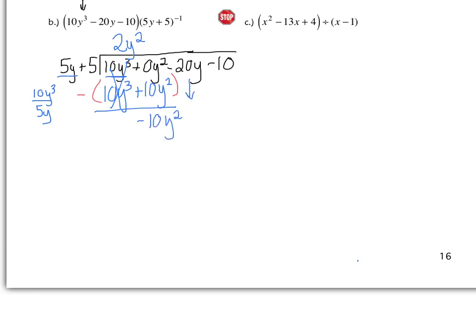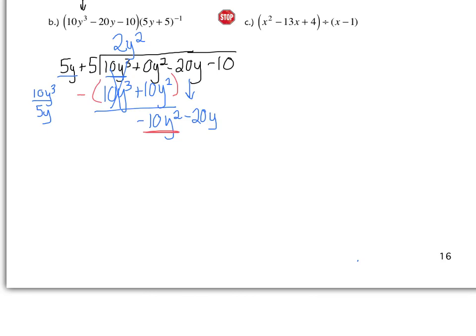Bring down the next term, it's minus 20y. Okay, so again, most important part, because a lot of times that first step is pretty successful, and then I notice that kids get stuck. Remember that you never look back to the original polynomial. You look to this new one that you got as an answer.